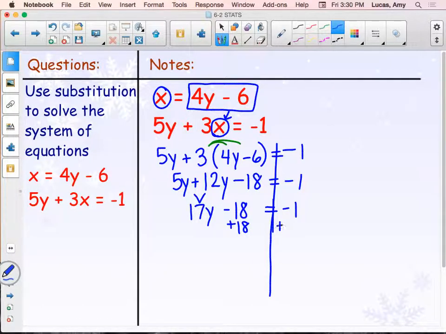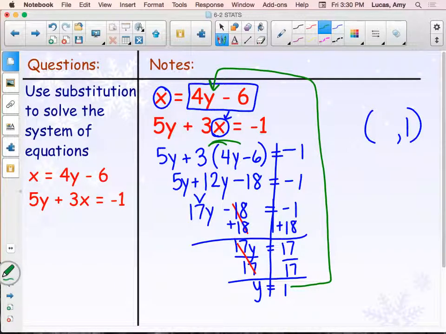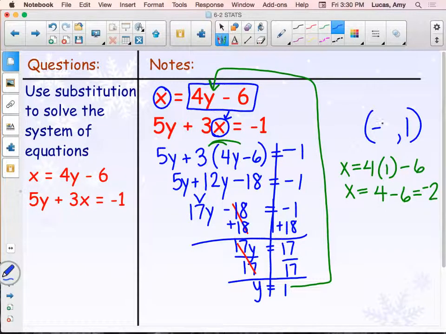Add 18 on both sides. So 17y equals 17. Dividing by 17 gives me y equals 1. So my y coordinate is 1. Bring it back up to the top. X equals 4 times 1 minus 6. So x equals 4 minus 6, which is negative 2. So negative 2, 1 is the solution to my system.